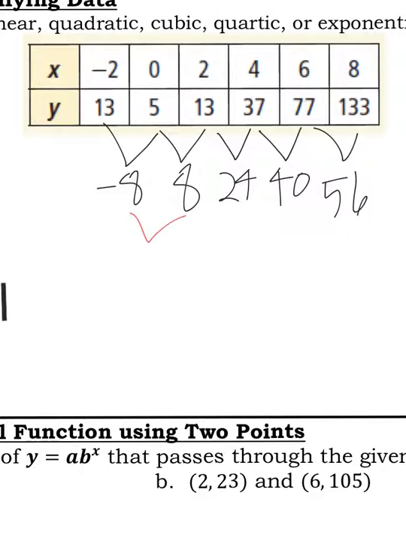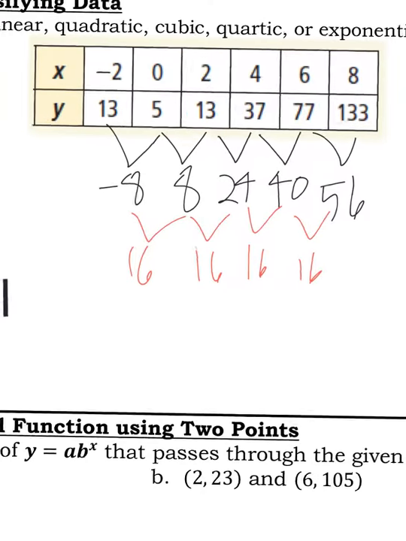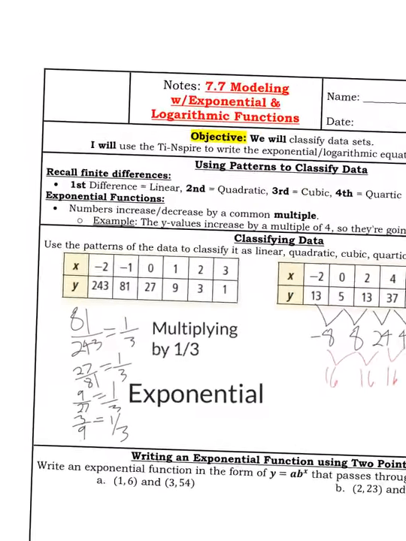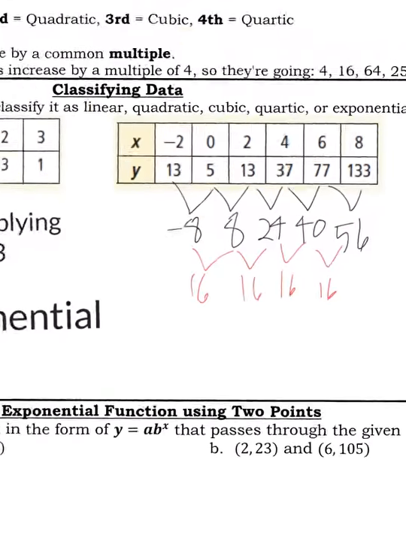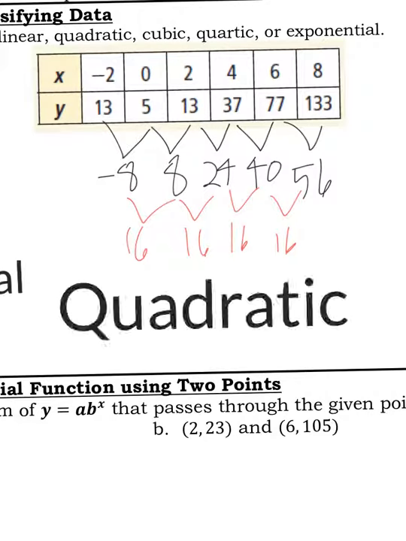So now what's 8 minus negative 8? That's 16. What's 24 minus 8? That's 16. 40 minus 24 is 16. 56 minus 40 is 16. The second difference is all the same. If the second difference is the same, it must be quadratic. Okay, so that's what I'll write for this one. And that'll wrap it up for this first section here.